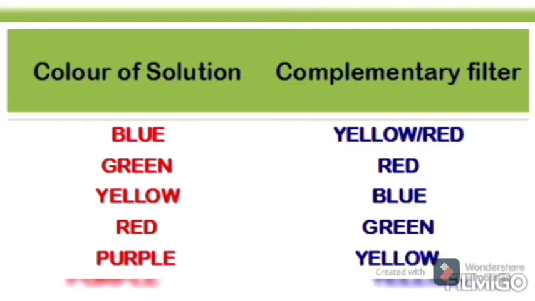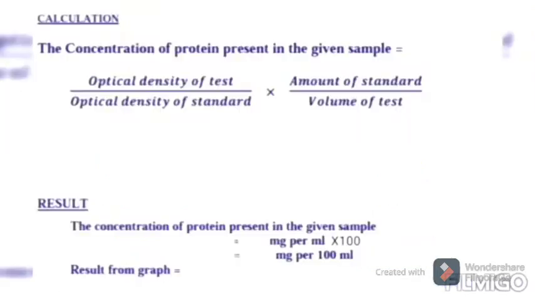Now, this is a chart showing the color of the solution and the complementary filter to be selected. If the color of the solution is blue, you have to select a yellow or red filter. Likewise, for a green solution, a red filter; yellow solution, blue filter; red solution, green filter; and if the solution is purple colored, you have to select a yellow colored filter.